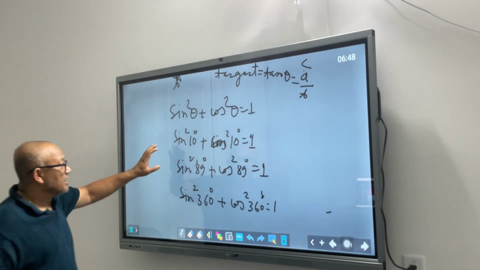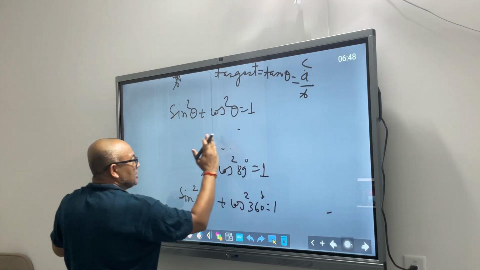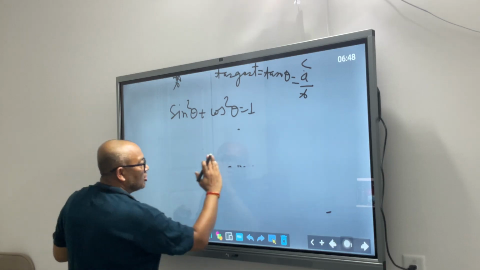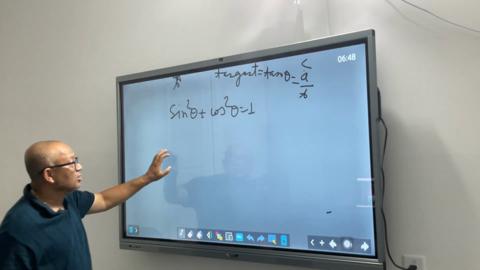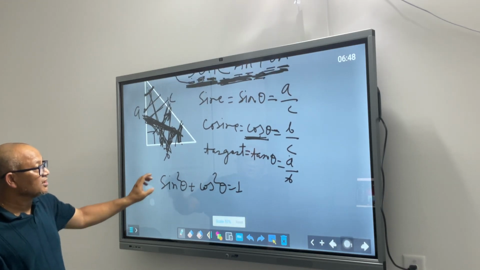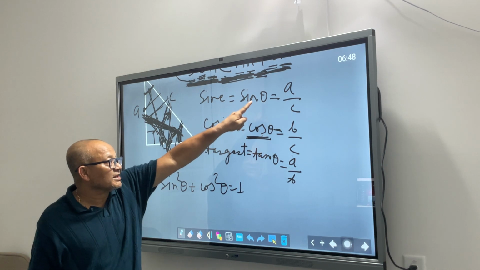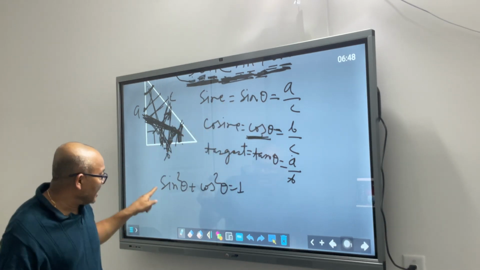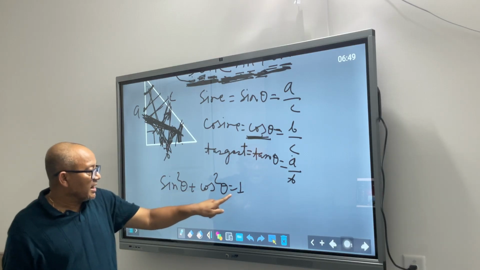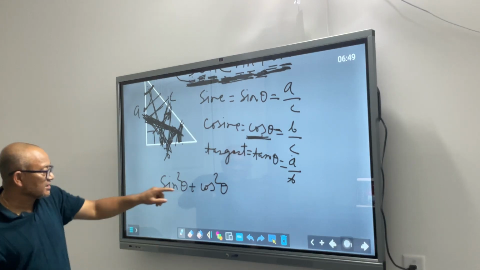But here, if I'm assuming that we are limited to only 90 degree angle or a right angle triangle only, still this sin square theta plus cos square theta is equal to 1. Because here, this theta is still a variable. We are not saying whether theta is 10 degree, 15 degree, 18 degree. Any value of theta, sin square theta plus cos square theta is equal to 1. And I am saying that this is true for every angle. Let's see if this is the case or not.